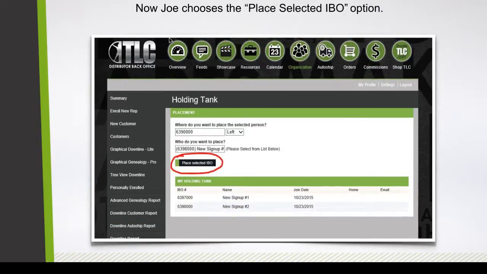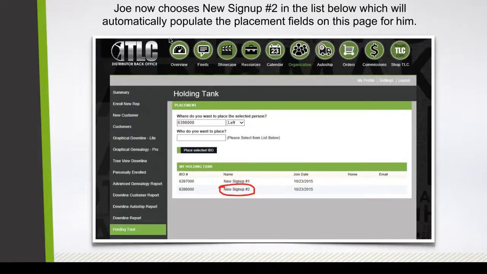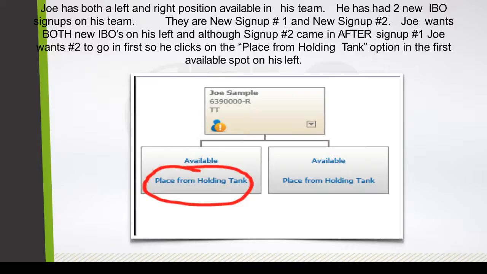So now you're going to choose the spot that you wanted to place them in, and it's going to ask you to place selected IBO. So here's an example. I'm going to back up and show you. Let's just say Joe Sample is somebody in your organization, and you want to help Joe Sample build his business. Okay, so you want to start doing what a lot of people refer to as sponsor placement. You want to first start off by putting somebody in Joe's left leg.